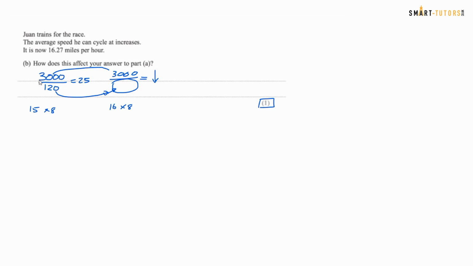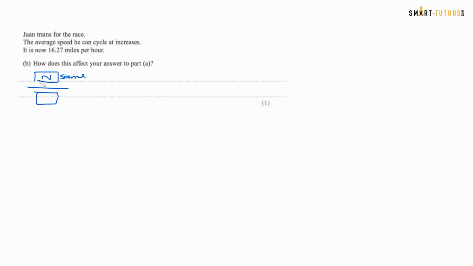However, it's a one mark question. You don't need to show all this explanation. All you want to do is just to show them the number of days decrease to complete the race. But the actual method, so the number of miles he is cycling increases, so the denominator increases, the numerator is the same. So when the denominator increases, the actual answer previously 25 is going to decrease.